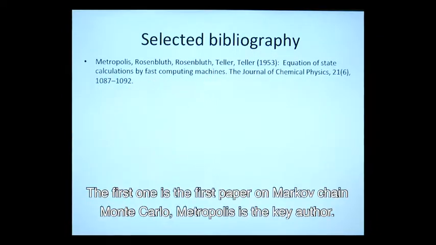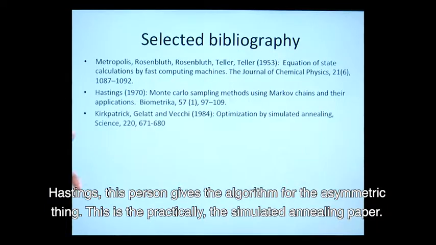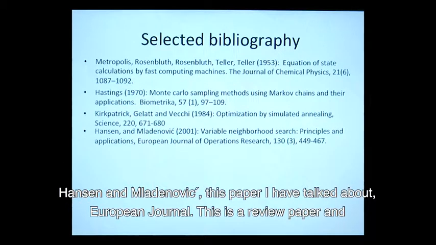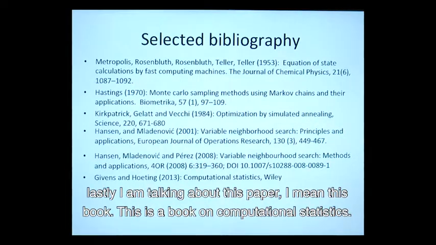The first one is the first paper on Markov chain Monte Carlo. Metropolis is the key author. Hastings gives you the algorithm for the asymmetric case. This is practically the simulated annealing paper. Hansen and Mladenovic, this paper I have talked about, in the European Journal. This is a review paper, and lastly I am talking about this book, which is a book on computational statistics.